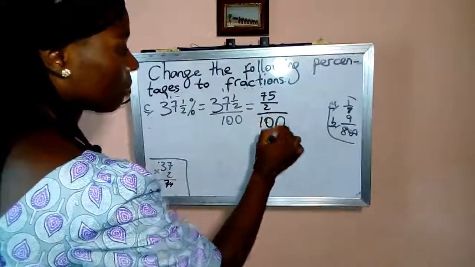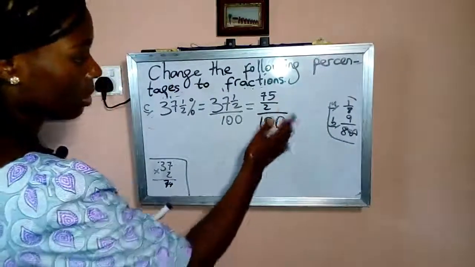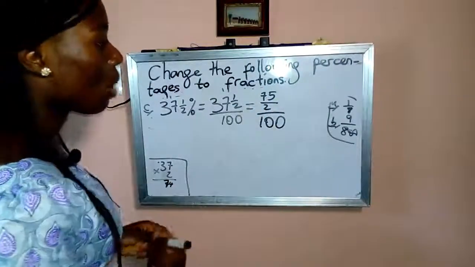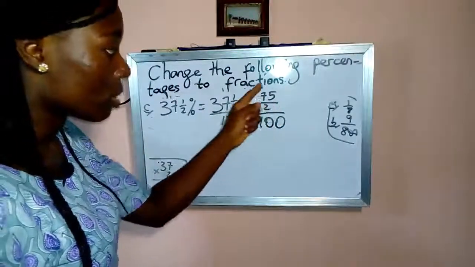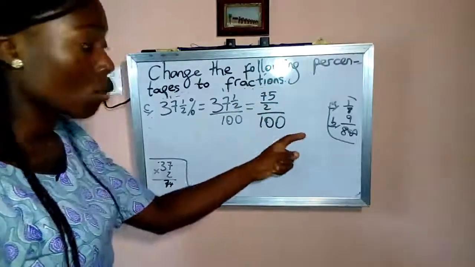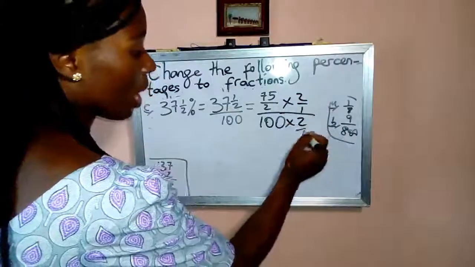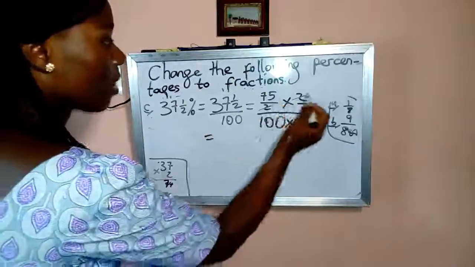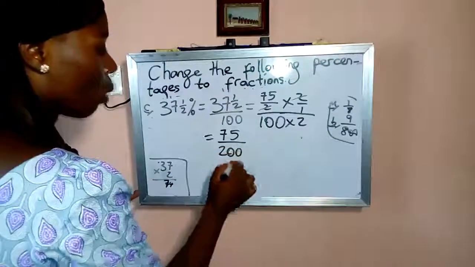Okay? All over 100. Now, having gotten this, what do we do? I want to achieve a single number as a numerator. So I'll simply multiply both the numerator, that is this whole number, by this 2, and also multiply this number 2 by 2. So I have times 2 over 1, times 2. If you like, over 1 is the same thing. So now our 2 will cancel out 2. We're left with 75 times 1, which will give us 75. 2 times 100 will give us 200.